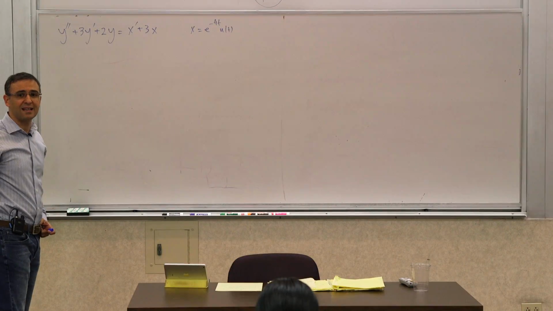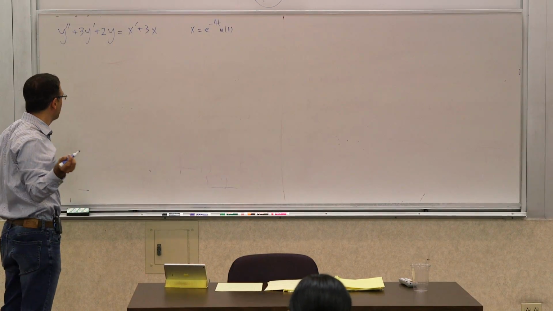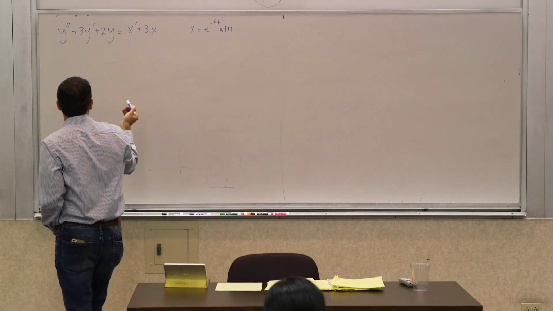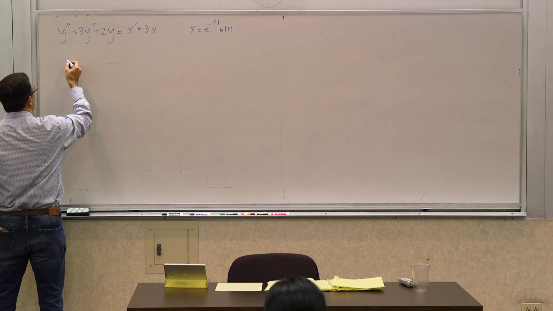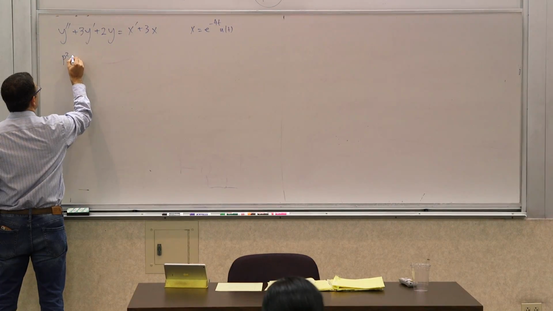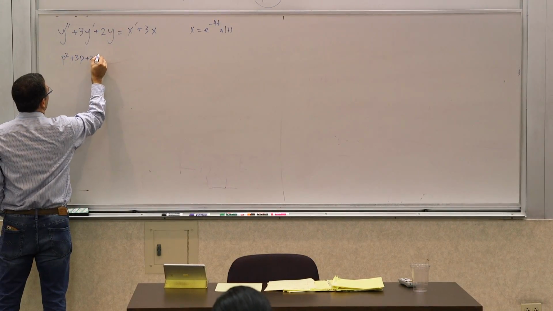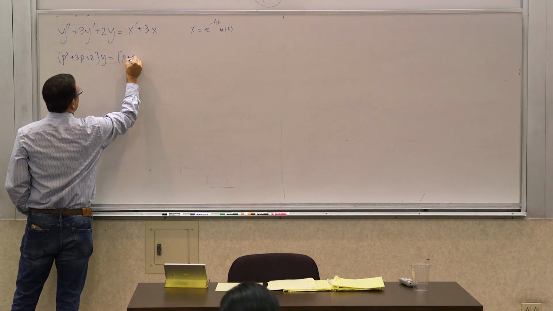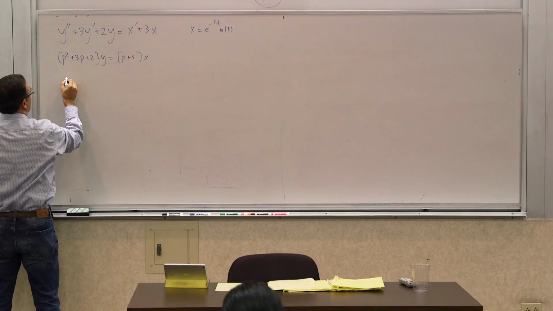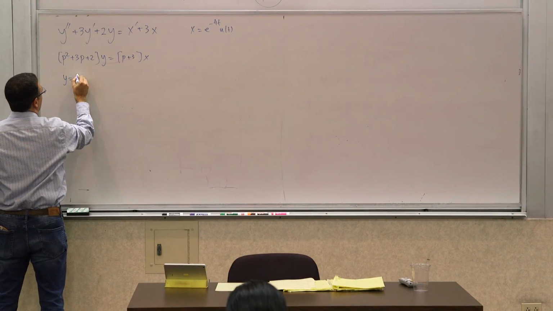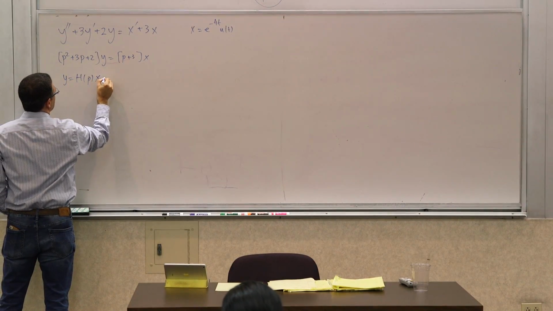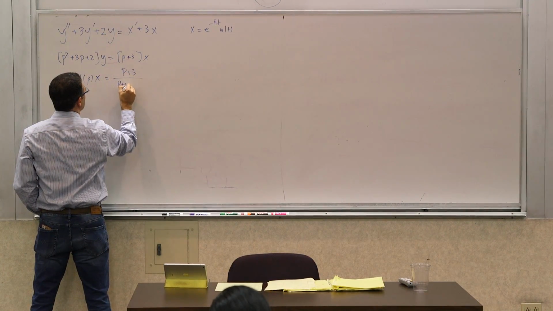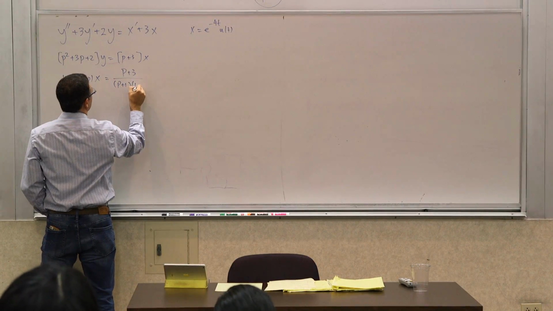Because what is s in this case? Negative 4, right. So I'm trying to find the response to the system. First I need to find the system operator and system function. The system operator, of course, you can write as p squared plus 3p plus 2 on y, and this is basically p plus 3 on x. So you can write y as H(p) over x, which is basically p plus 3 over p plus 1 times p plus 2.